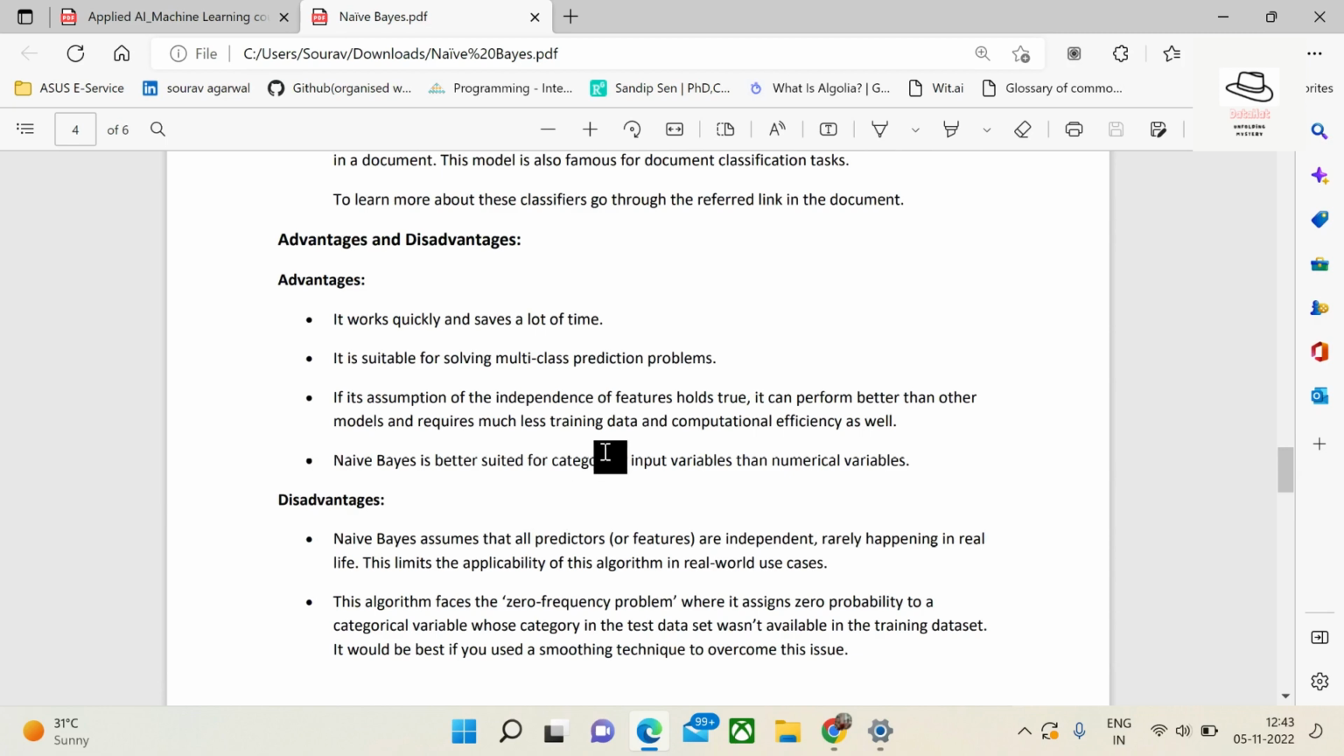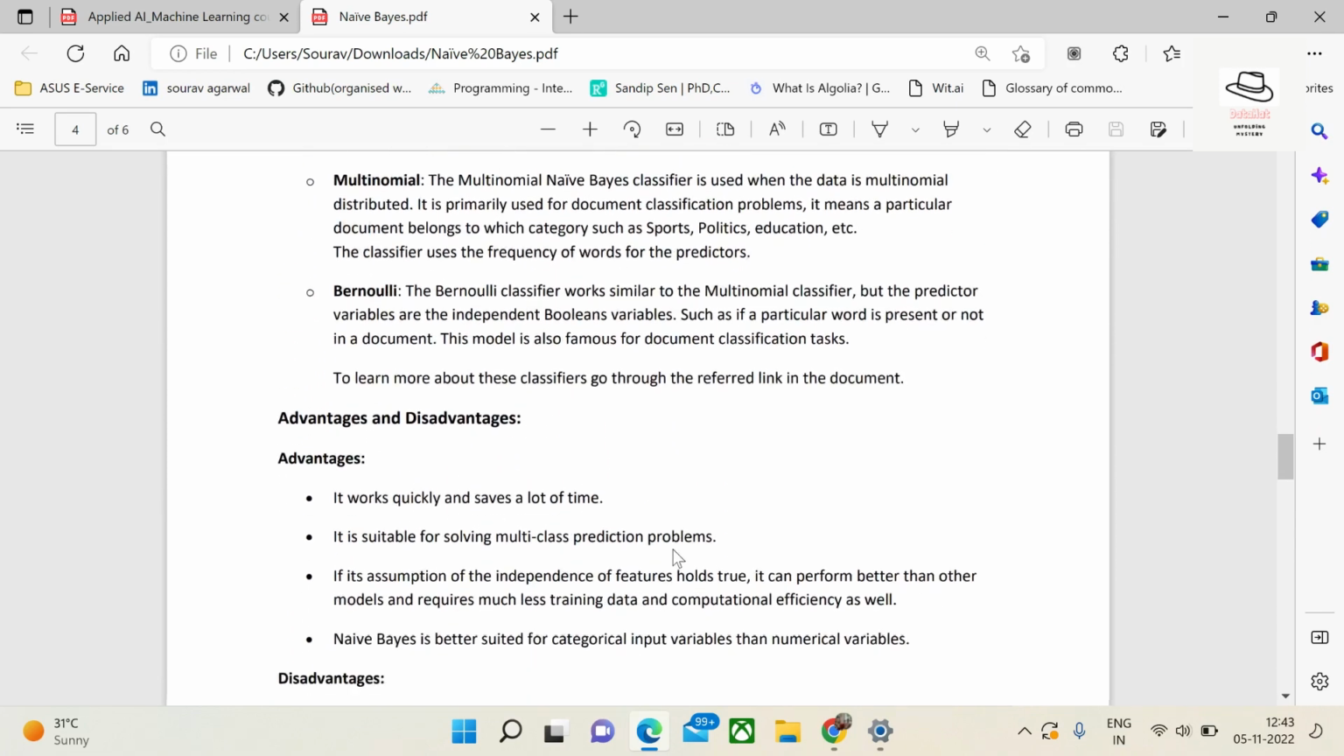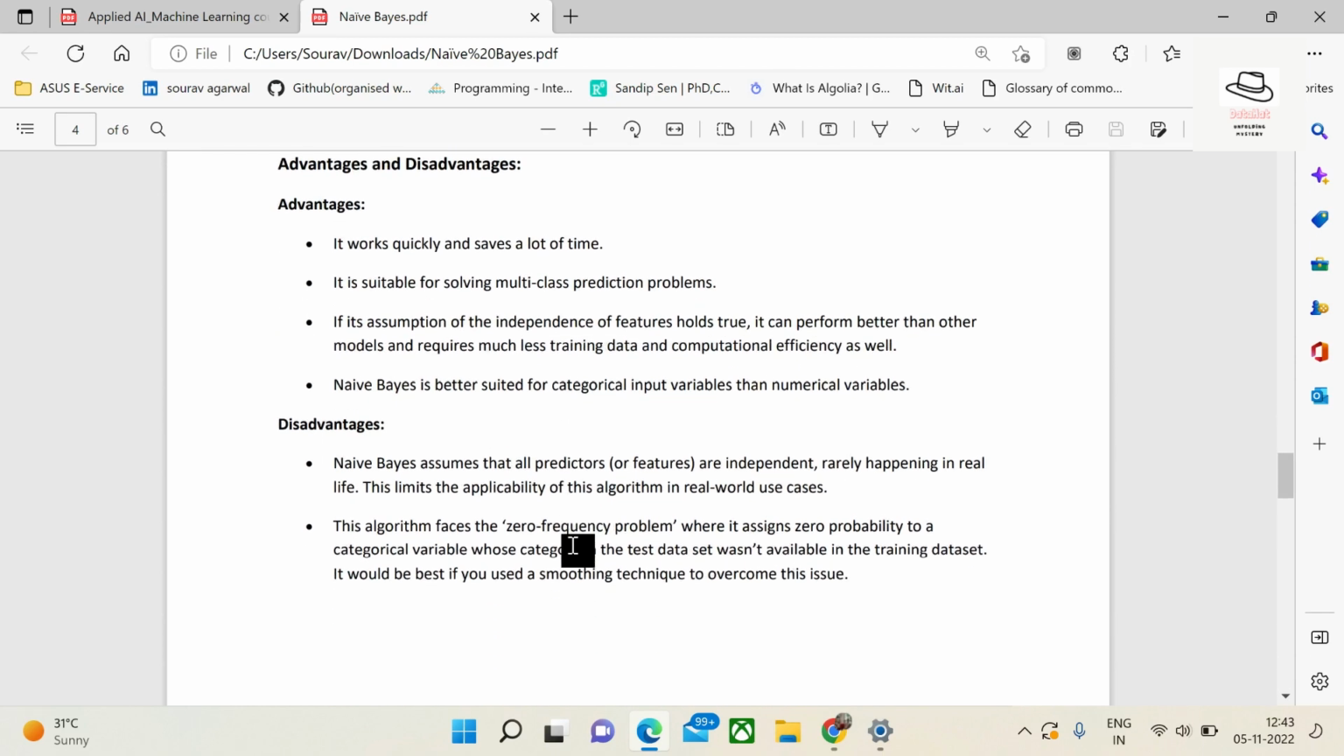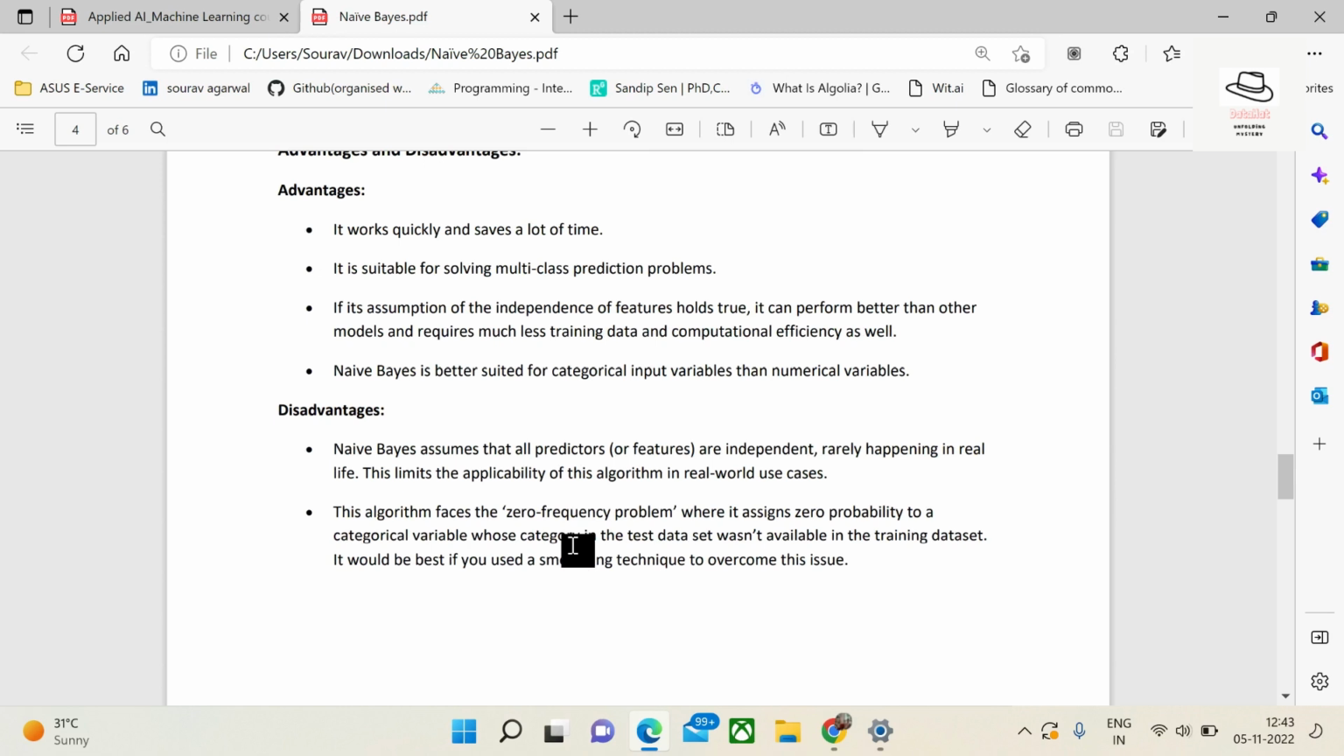Naive Bayes is better suited for categorical input variables than numerical variables. So here, to understand, multinomial naive Bayes is more suitable, or better designed to function, compared to the Gaussian naive Bayes. Disadvantages. So some of the disadvantages of naive Bayes is its underlying assumption.